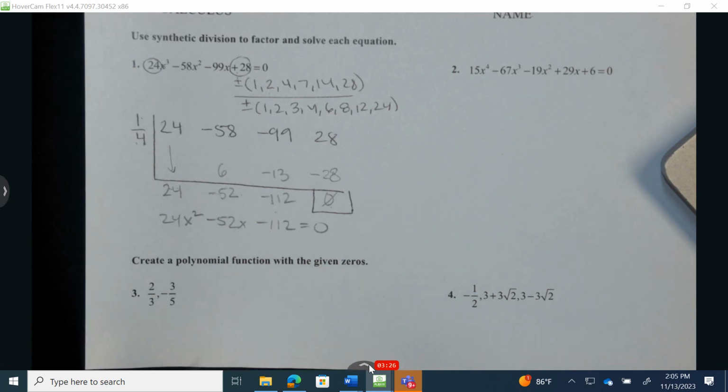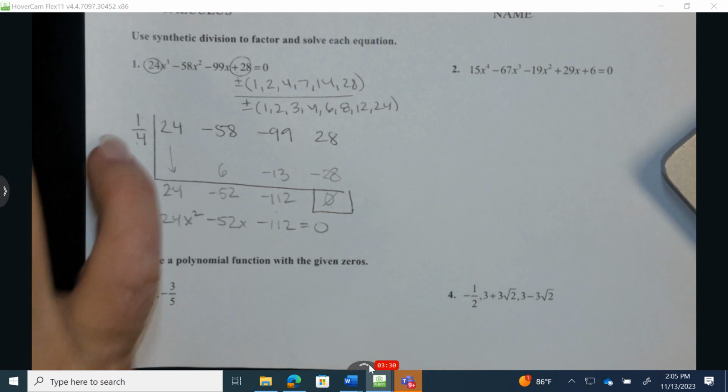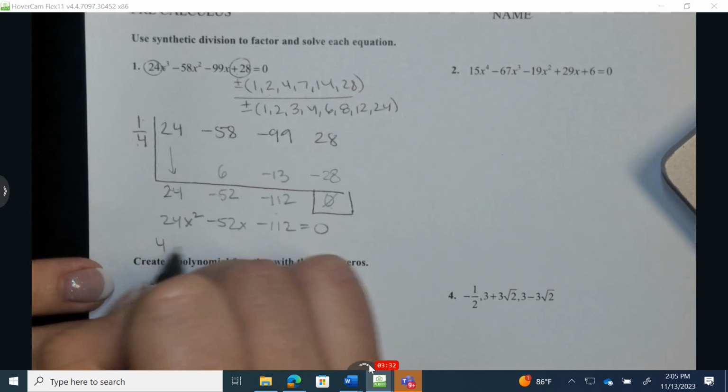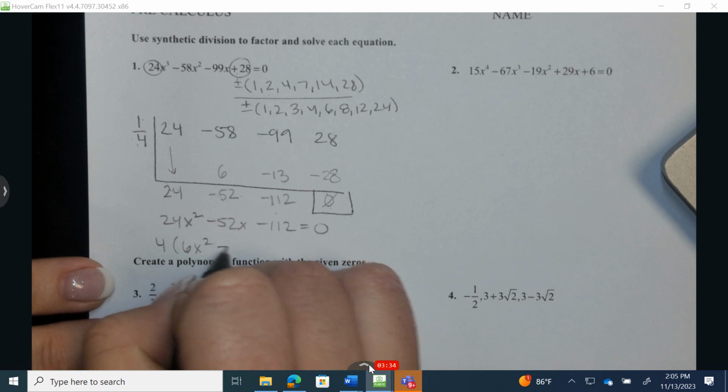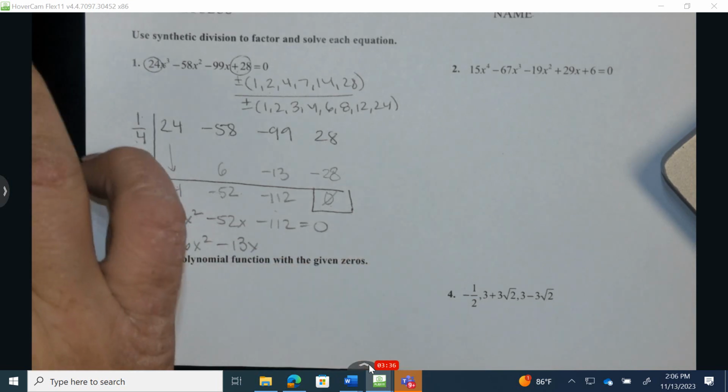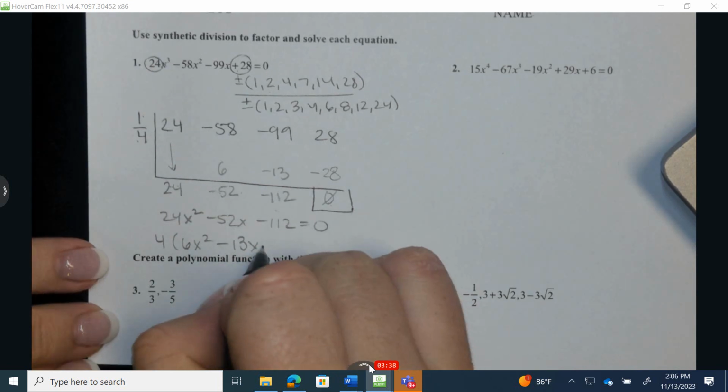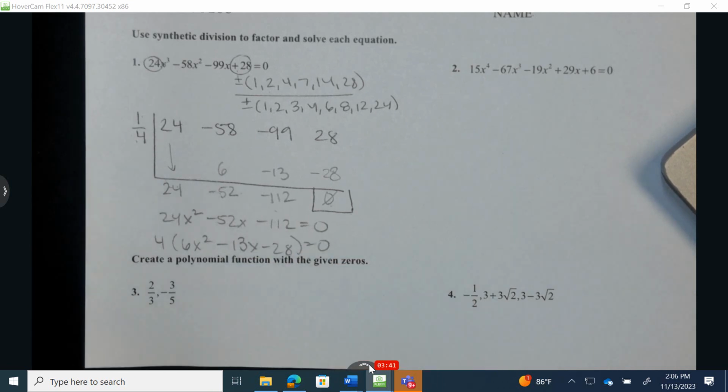Is that the largest number out of all of these? I believe it may be. Let me check here. I believe 4 may be the largest. Let's check. Divide by 4, I get 6x squared minus 13x. 112 divided by 4 is 28, minus 28 equals 0. Now, off to the side, I can either use the quadratic formula or I can try factoring.